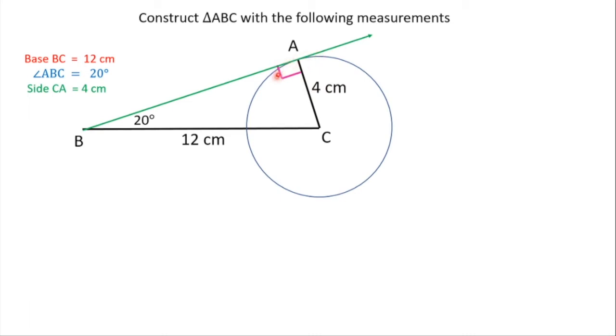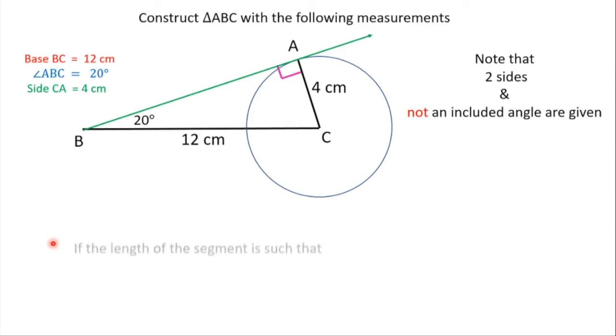Instead of just showing an arc, here the full circle has been shown. But observe carefully, this arc is touching this ray BA at only one point. It is not intersecting, and if you join C and A, you are going to get one and only one triangle. Friends, please note that two sides and not an included angle are given. Please see here, BC and AC measurements are given, and this is not the included angle between these two sides. We have to note that very carefully.